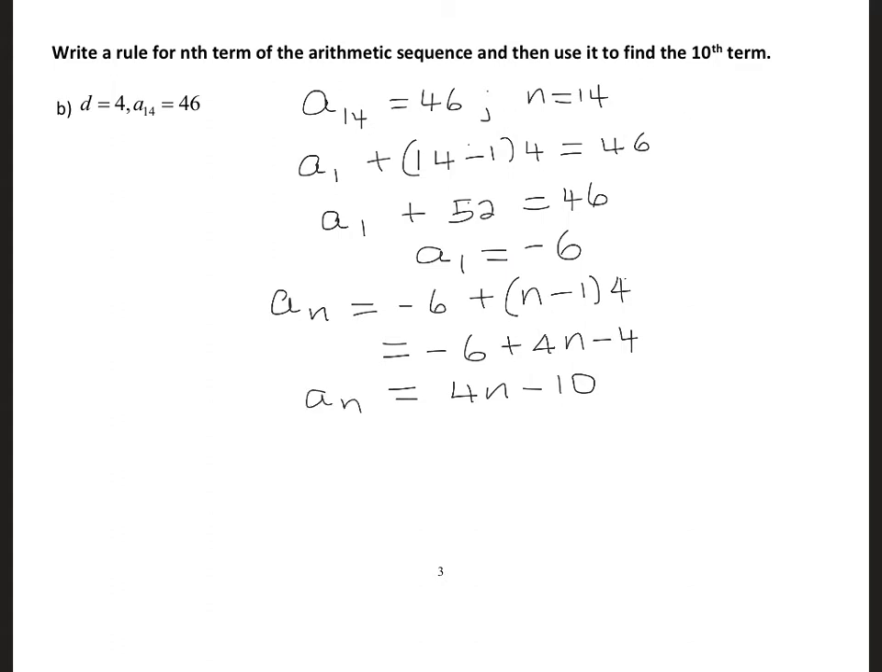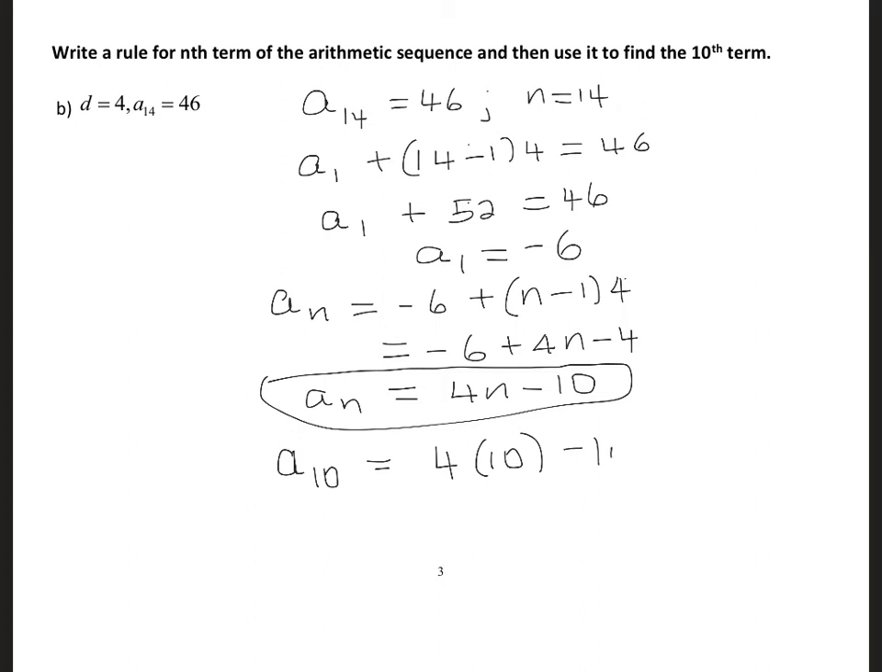So now, since I have the general formula, I can get the 10th term. The 10th term is going to be given by 4 times 10 minus 10, which is going to be 50. Actually, not 50, but it should be 40 minus 10, let me take that back, so that's going to be 30. That's the answer.